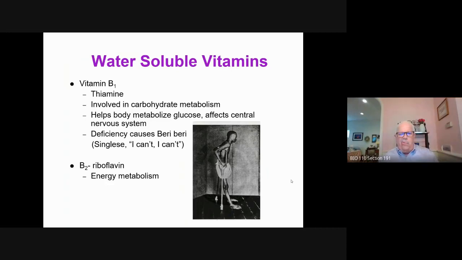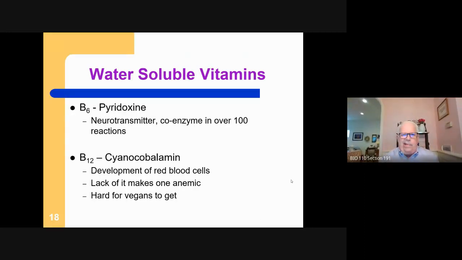Vitamin B2, riboflavin. Okay? This is where you get flavin adenine dinucleotide, a precursor of riboflavin. So it is involved in carbohydrate metabolism. It's involved in energy. Vitamin B2, riboflavin. Vitamin B6, pyridoxine. It is a neurotransmitter. So it's involved in the nervous system.